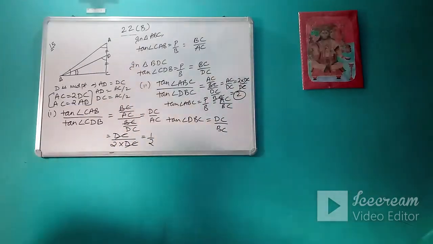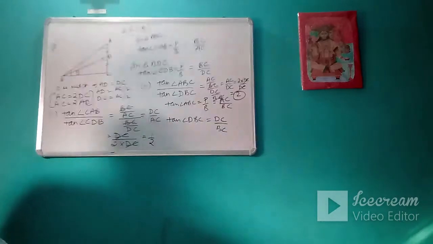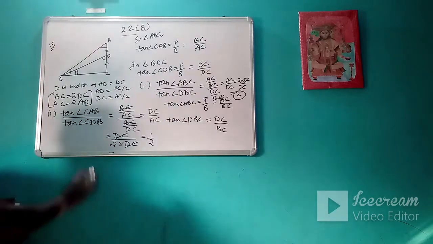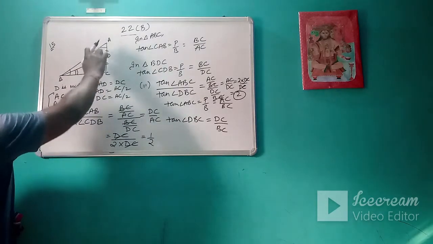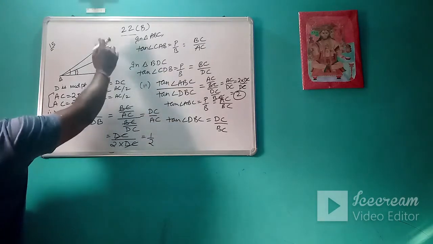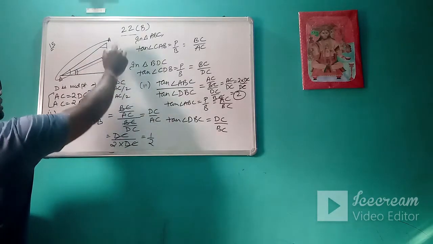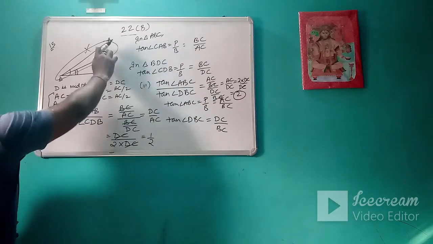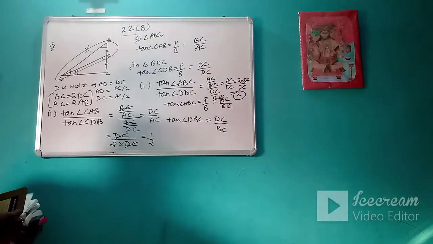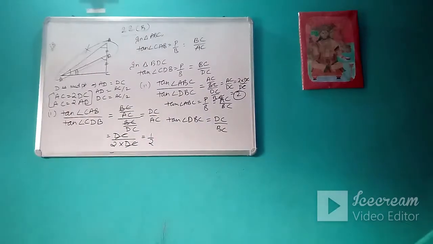Okay, so in this manner you can solve questions like this. Carefully observe the figure, then see in which triangle the angles lie. Do not take this triangle for calculating the trigonometric ratio, because it is not a right angle triangle. Always use the right angle triangle to calculate the trigonometric ratios.